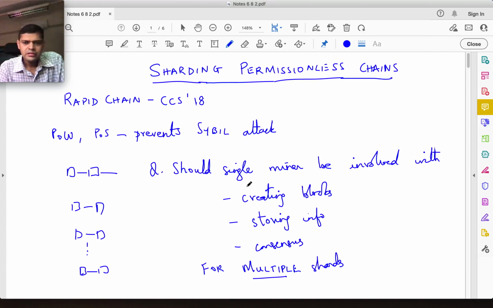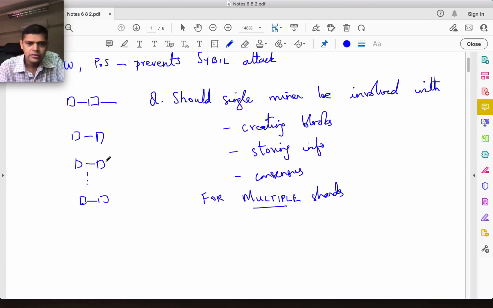The point is that if a single miner is involved with multiple chains, then why not just have one chain? Because anyway all miners are working, if you have a single chain, all miners are working on that chain. So what would this buy us? One of the things which we may get is that by having multiple chains, we may reduce forking as opposed to, let's say, having a very large block in a single chain. So the question is, what do we want to really achieve?